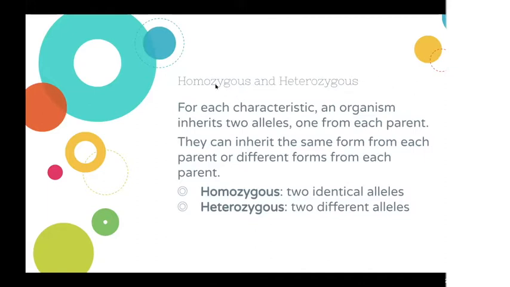So, homozygous and heterozygous alleles. For each characteristic, an organism inherits two alleles, one from each parent. They can inherit the same form from each parent or different forms from each parent. The two types of allele pairs will be homozygous, which is a combination of two identical alleles, or heterozygous, two different alleles.